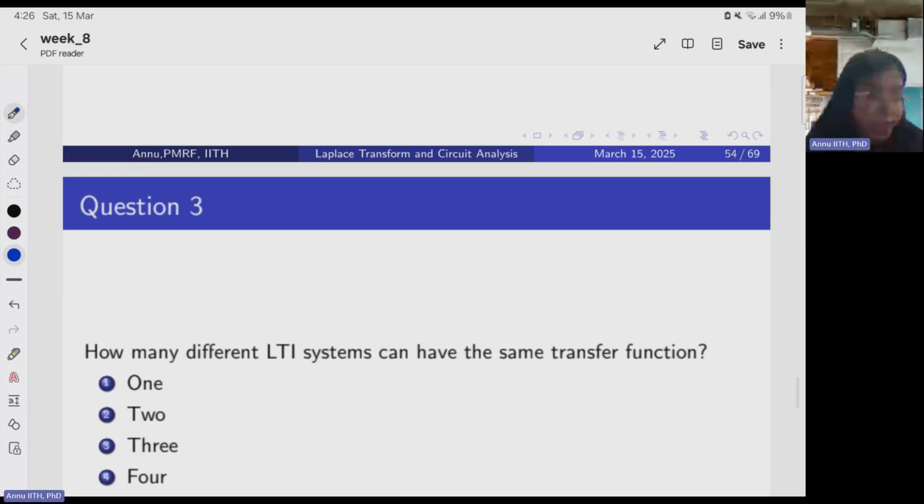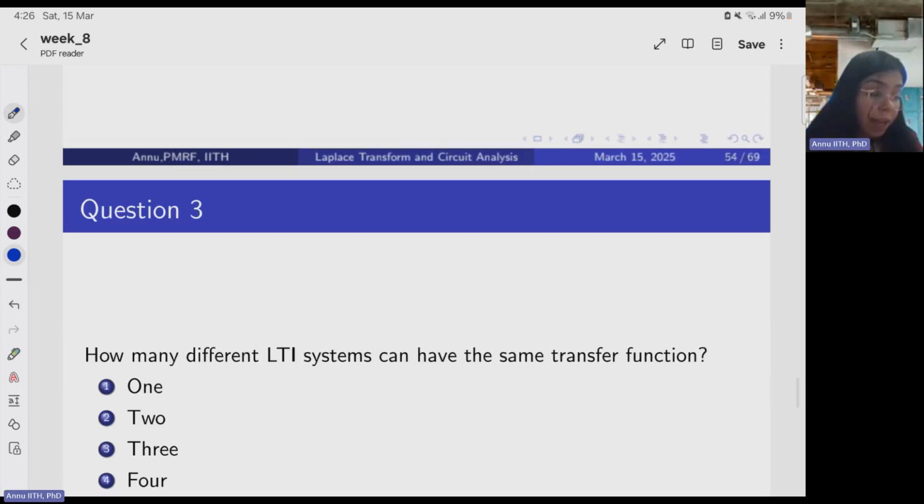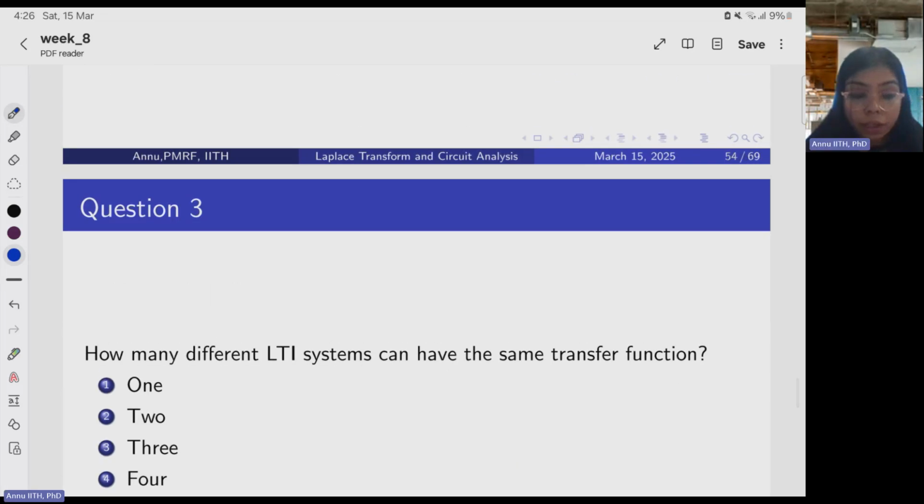How many different LTI systems can have the same transfer function? The transfer function is defined like this. So how many LTI systems can have the same transfer function? What do you think?